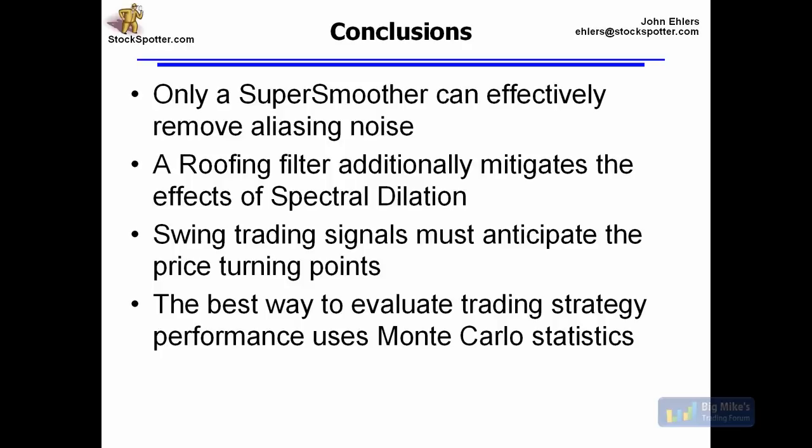If you're trading swing signals, this is not trend trading, but if you're trading swing signals, you must anticipate the price turning points to negate the effects of computational lag. Computational lag is absolutely unavoidable. All you can do is minimize it. And so you have to have an indicator that's predictive and take your chances with the probability of anticipating those cyclic turning points.